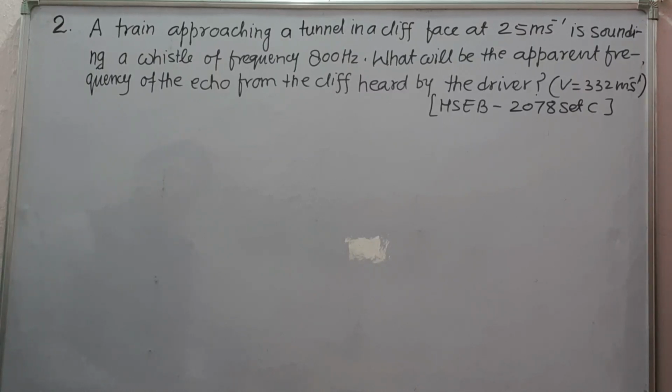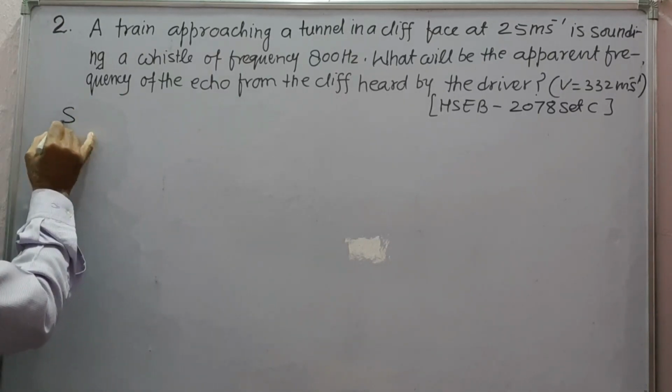Question number 2. A train approaching a tunnel in a cliff face at 25 meters per second is sounding a whistle of frequency 800 Hz. What will be the apparent frequency of the echo from the cliff heard by the driver? Now solution.